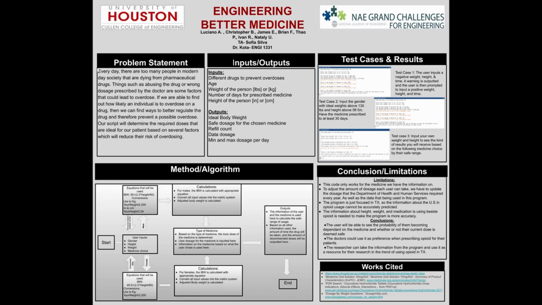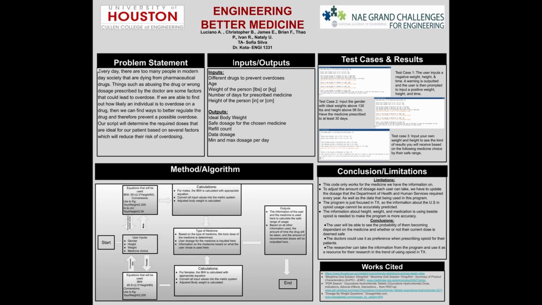For example, in our code, it's just including some of the opioids. However, remember, all the opioids that we're actually using in this program are very well used in Texas as well as in the United States. Second, we actually have to adjust the amount of dosage each user can take every year, because every year the Department of Health and Human Services will change it.